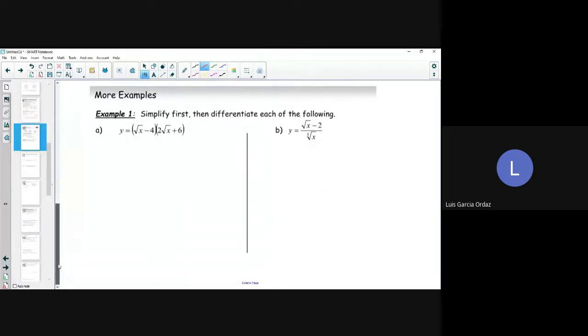So again, we have our first example, which is root x minus 4 times 2 root x plus 6.